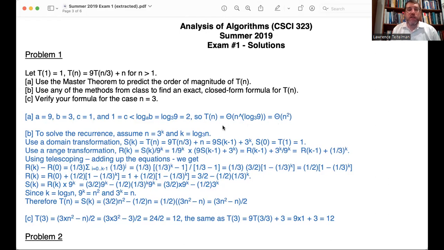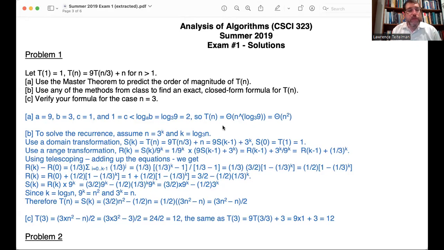And that's nice because it's going to enable us to do domain transformation. So that's why we did n equals 3 to the k. Now, how do we know that it's 3 to the k? We don't know that it's 3 to the k, but what we're saying is, if it is of that form, and if it isn't, then we will be between two values, but that's okay. It'll still give us the right order of magnitude.